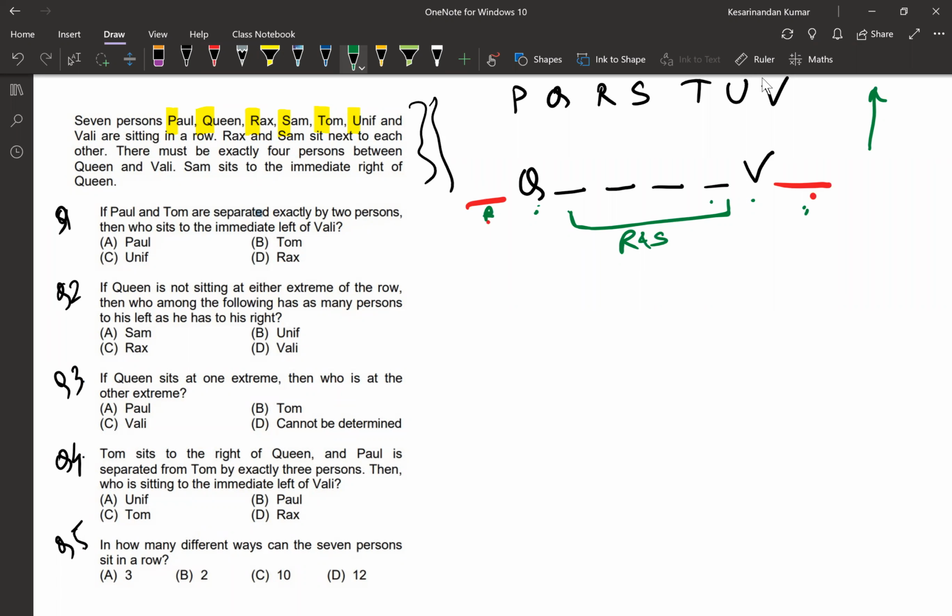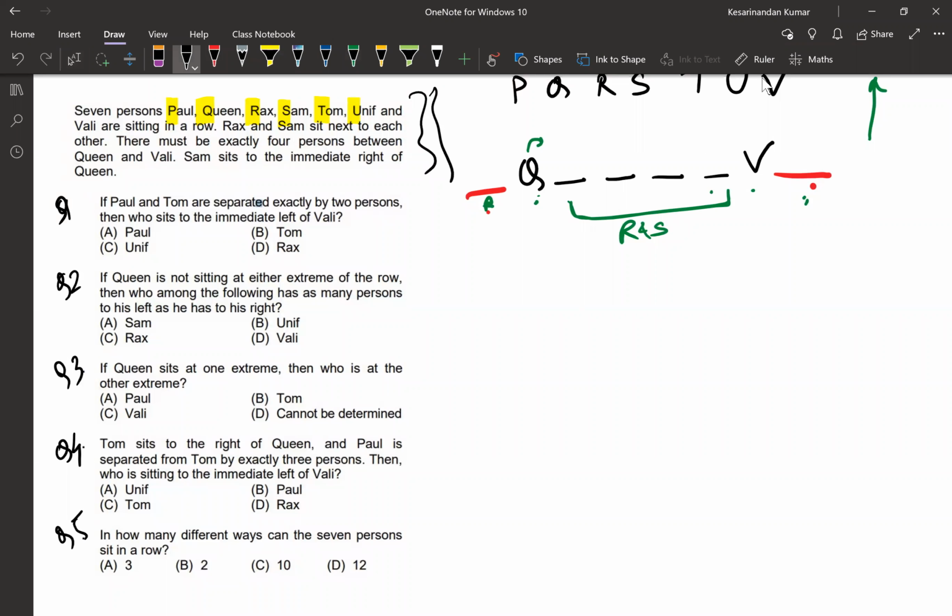And sorry, Sam it is. And Sam sits to the immediate right of Queen. Immediate right of Queen, because we are facing north. So we have Sam sitting here. Now, if Sam is sitting here, R and S are adjacent, sit next to each other. That means adjacent. So R will be here. So we have got 1, 2, 3, and 4. 3 people we still have no idea. Let us see how it starts.